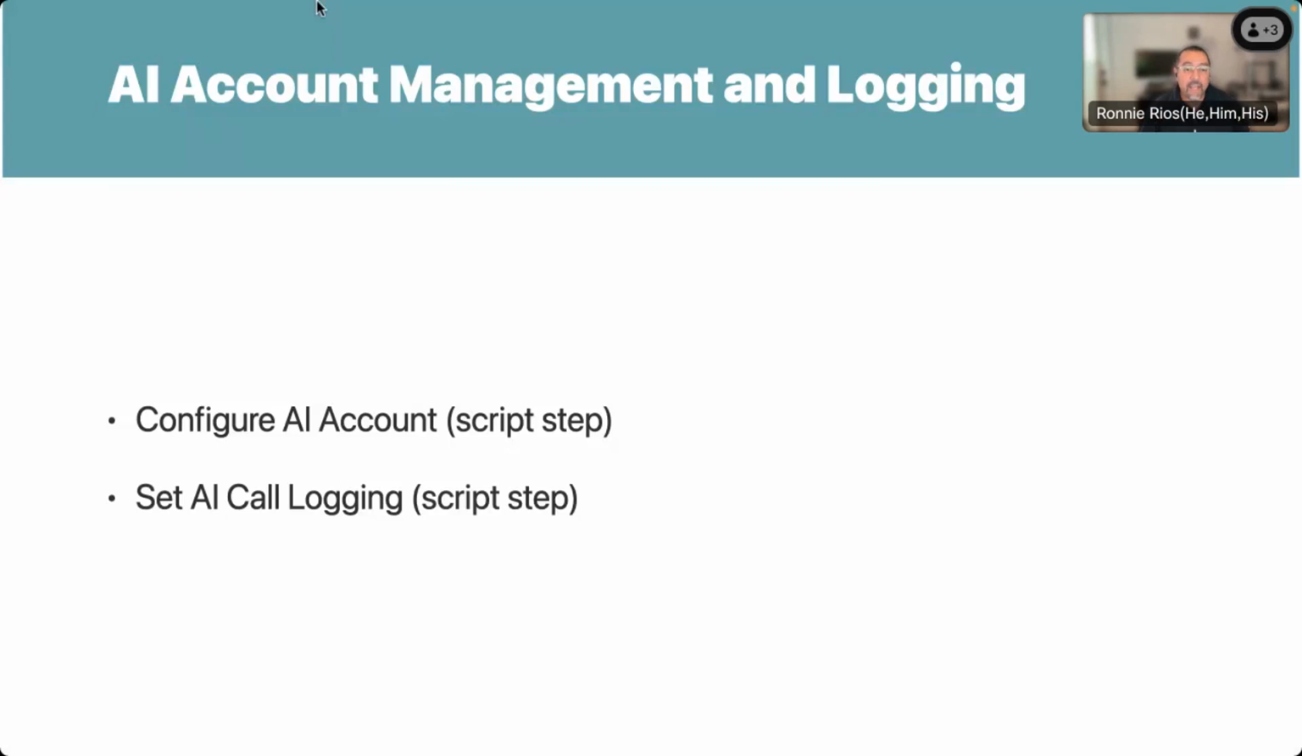The Set AI Call Logging step allows you to record detailed information about all the AI interactions that you're having, so saving logs and being able to use that information for debugging later on. So together, all of these give you everything you need to initialize, monitor, and even help you optimize your AI integrations as you move forward.